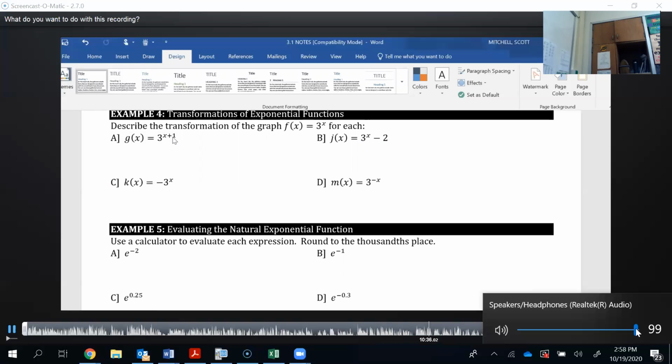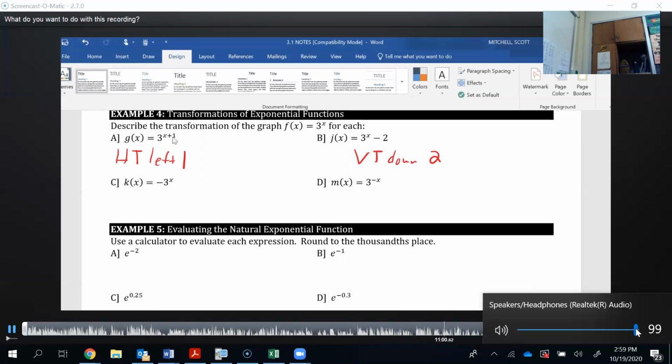+1 is either moving it up 1 or left 1. Where is it at? It's inside, so it's a horizontal translation, left 1. Where's this number? We're going to move it either down 2 or right 2. Where's the -2 at? It's on the outside. It's a vertical translation, down 2.